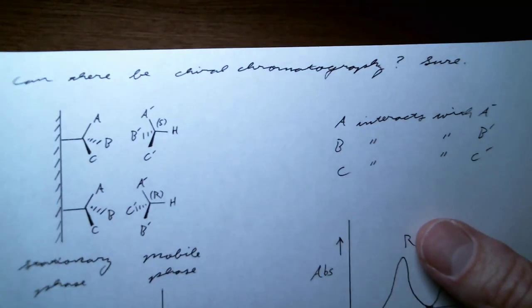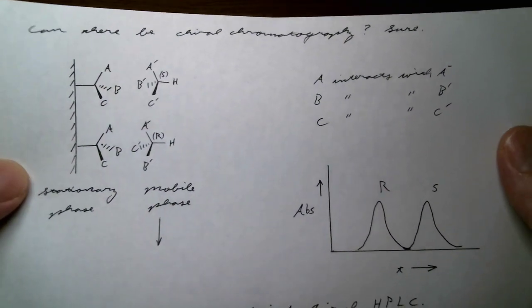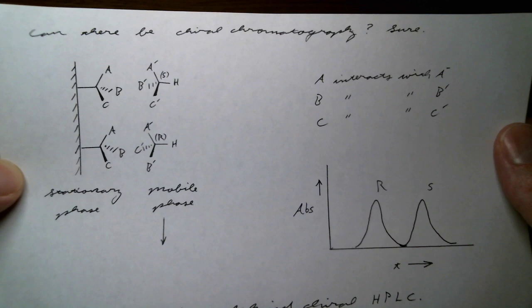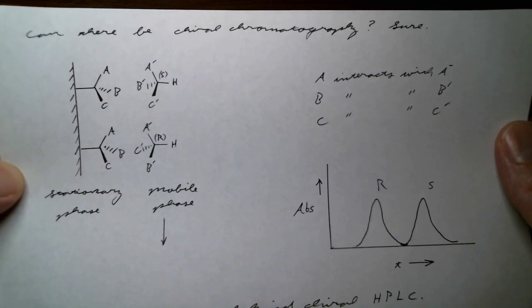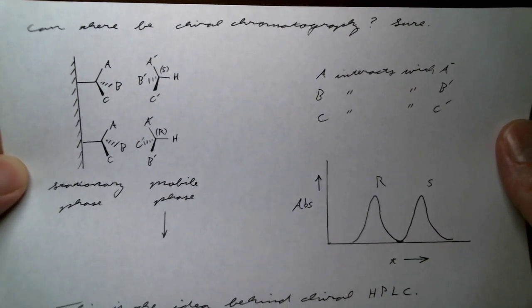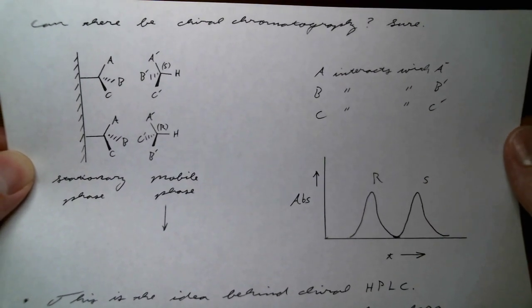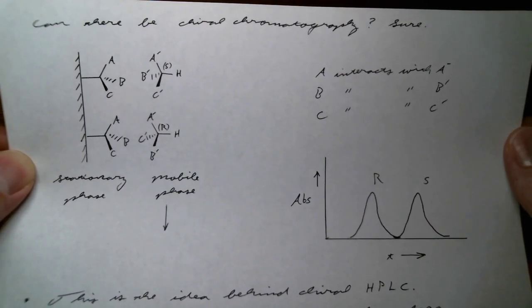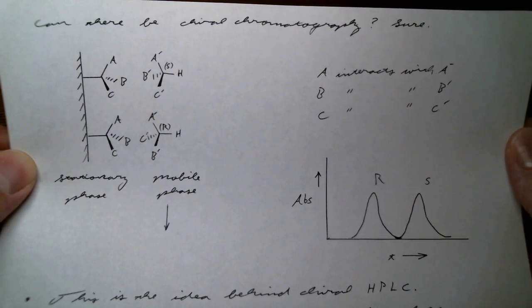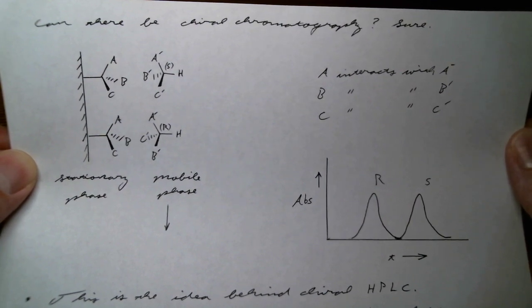It would be difficult for me to test you on this material, although I think it's good that you're aware of it, that you know what is out there. Can there be chiral chromatography? And the answer to that is sure. So that's the other physical property that enantiomers have that's different for a given enantiomer.